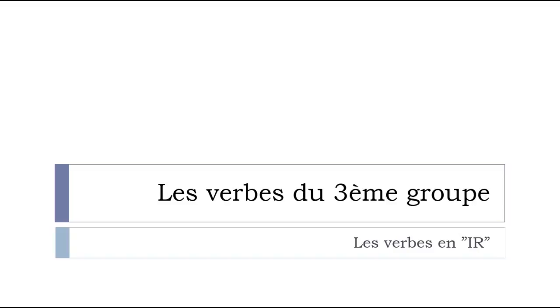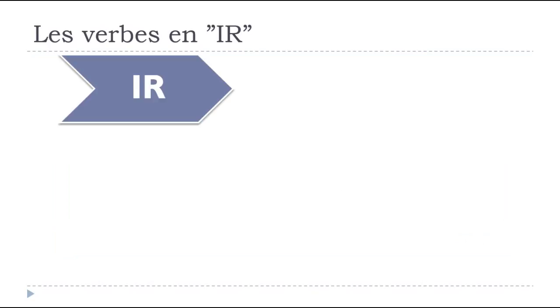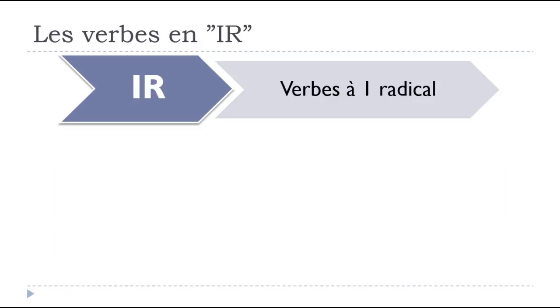Les verbes du troisième groupe, and more precisely, we'll see the verbs that are ending with ER. Remember, they can be quite tricky, so that's the reason why we will take the time to have a look at them. So basically, for the verbs ending with ER, we'll see three categories. The first one is what we call les verbes à un radical. We'll see that a bit later, but radical is the stem, the root. So actually these ones are quite easy to conjugate.